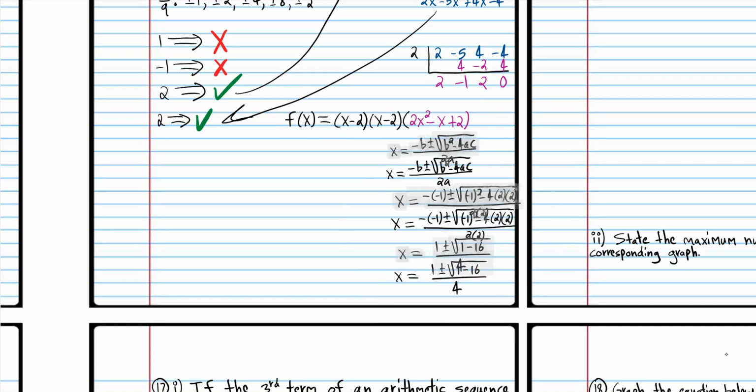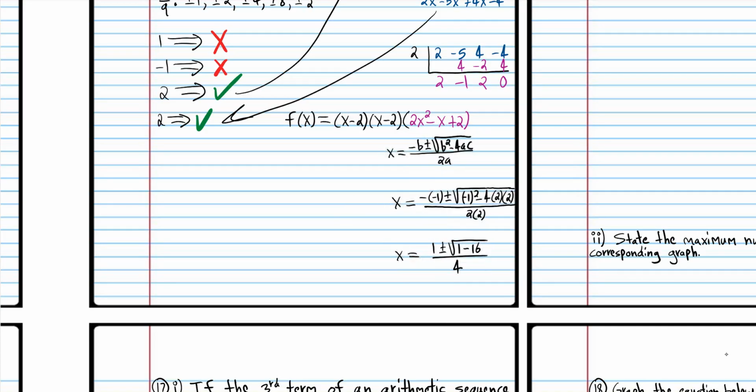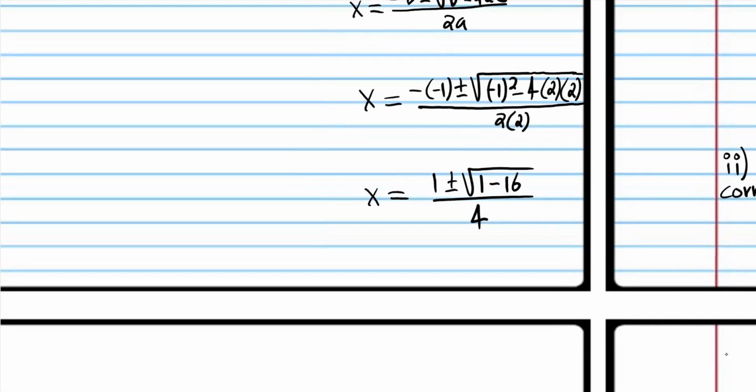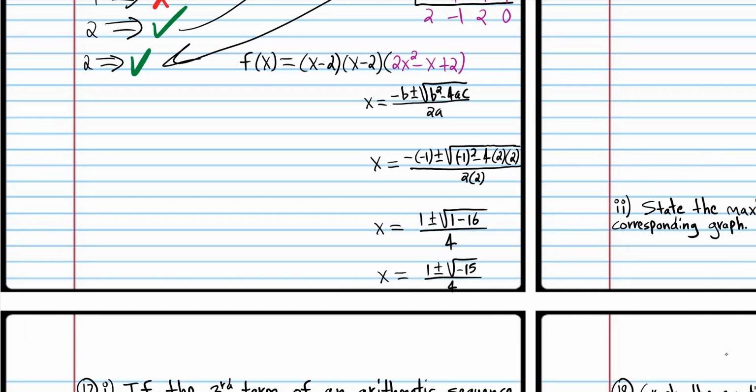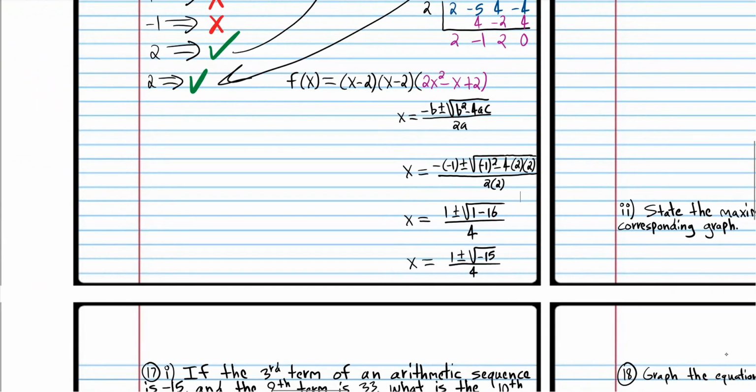So we need to go one more step. Finally, we have 1 plus or minus root negative 15 over 4. So you can see that the remaining zeros are actually going to be imaginary because the discriminant is a negative number. It's negative 15.